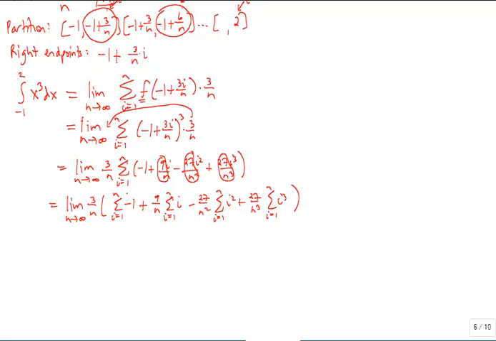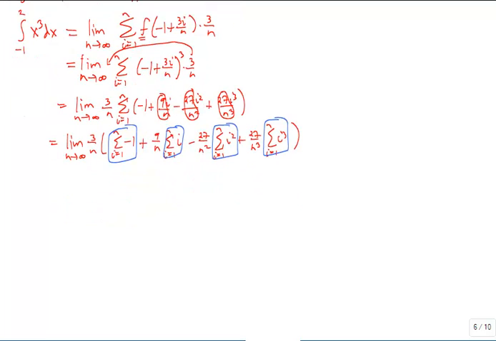Now we have formulas for this, this, this, and this. So I'm going to substitute in all of those formulas, and these are formulas that we learned in a previous lecture. So leave that 3 over n where it is. The sum of a constant is just that constant times n. So this is going to be negative 1 times n, or negative n. Then the sum of i is n times n plus 1 over 2.